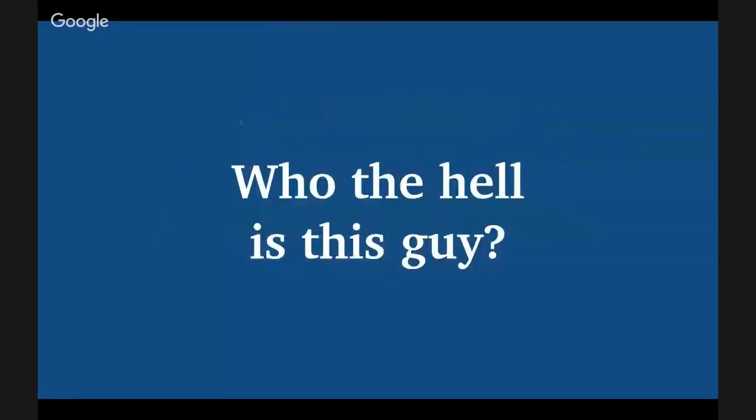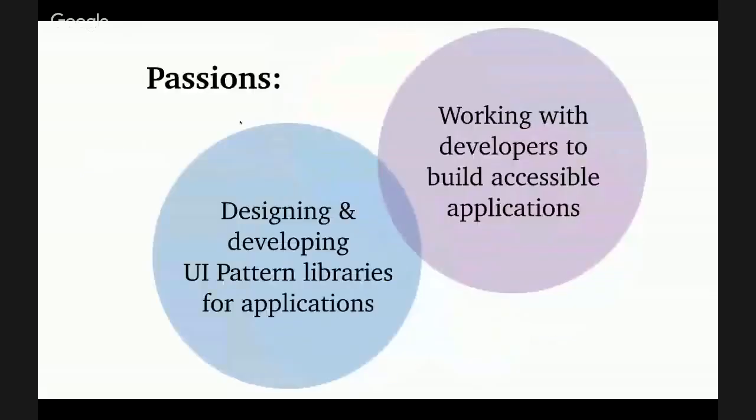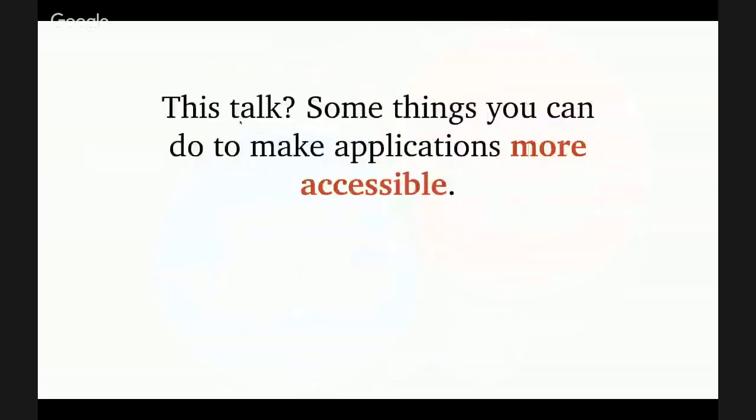Some of you are probably asking, who the hell is this guy? That's a very good question. I'm going to tell you very briefly about my role just because it plays into some of the stuff I'll be talking about. The main roles I have are in accessibility, in UX, and to some degree in front end. But my two main passions are designing and developing UI pattern libraries for applications and working with developers to build accessible applications. I work with things like major banking corporations, and this talk is basically about making some of these components more accessible.